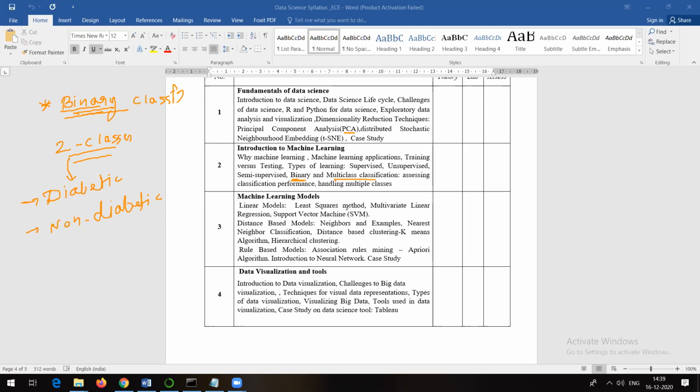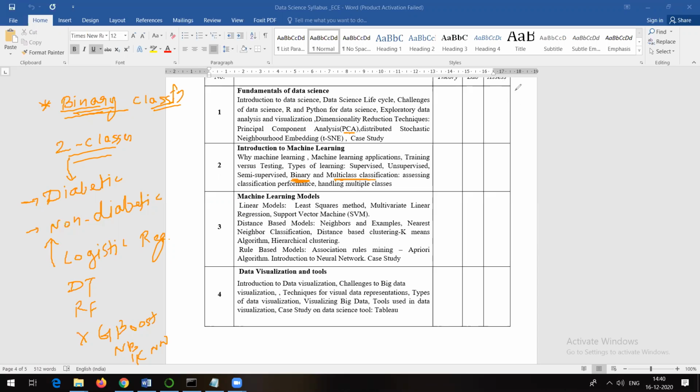Binary means two, right? To solve classification problems, yesterday I gave you a list of algorithms. You can make use of the logistic regression algorithm, decision tree, random forest, XGBoost algorithm, Naive Bayes algorithm, KNN algorithm, and so on. There are different algorithms to solve classification problems. So whenever there are two classes, we call it two class classification or binary classification. Now talking about multi-class classification.